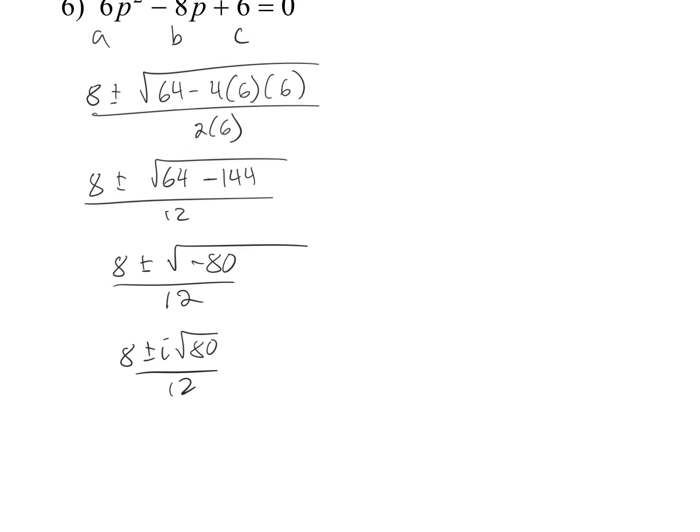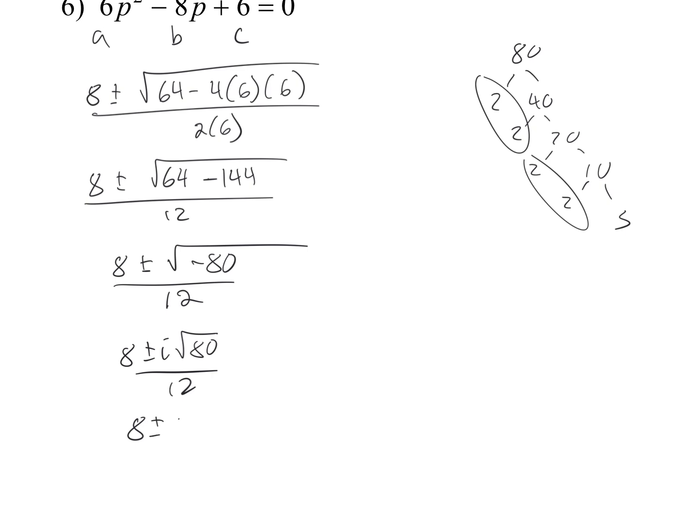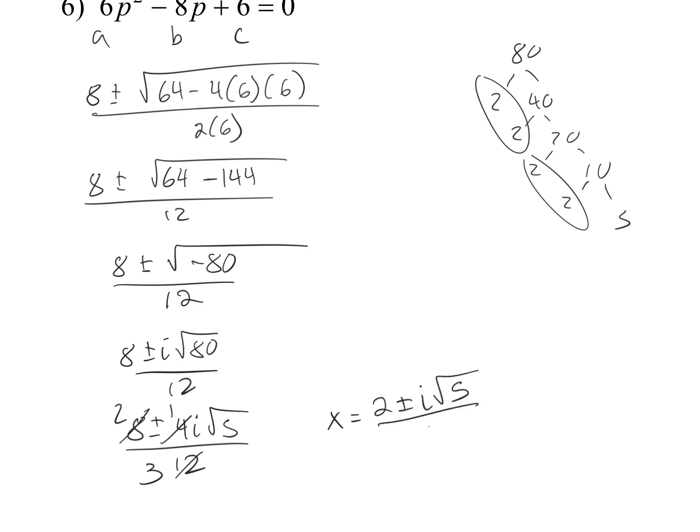Now let's figure out what 80 breaks down to. It's going to be 2 and 40, 2 and 20, 2 and 10, 2 and 5. So I have 2 pairs. It's going to be 2 times 2. So I'm going to get 8 plus or minus 4i root 5 over 12. These are all simplifiable by 4 actually. So this will become 1, this will become 2, this will become 3. So your final answer is x is equal to 2 plus or minus i root 5 over 3.